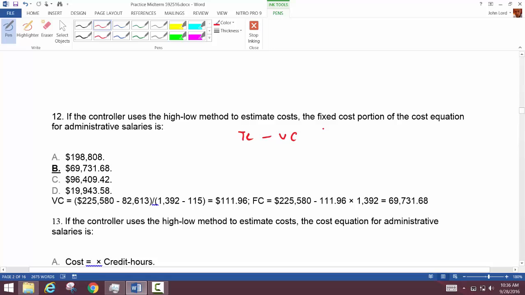Don't you have to multiply the credit hours? Well, you do, but we didn't say variable cost per unit. Total cost minus variable cost equals fixed cost, right? Okay, good. Now, are you a high person or a low person? You're a high person? Okay, so go ahead and then set it up if we're using the high level of cost, which was what? 225,580. Okay, good.